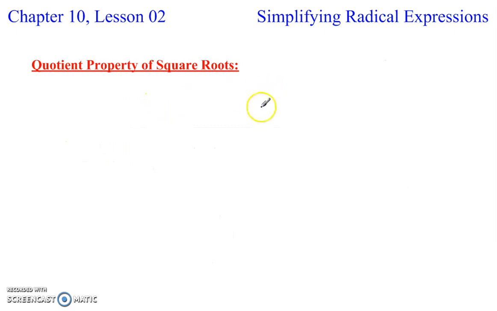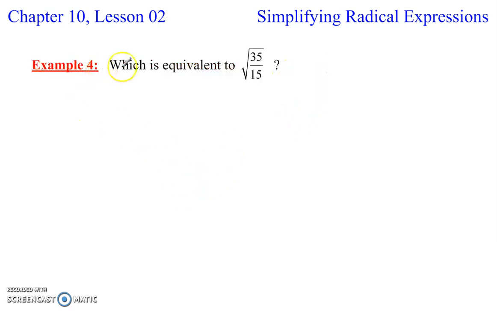Okay, quotient property of square roots. Same thing that we had for multiplication, where we can write them both underneath the same radical sign, works for division too. When you're dividing, you can write them both underneath the radical, or if they are both underneath the radical, you can split that up and say radical a over b is the same as radical a over radical b. So, here we have a multiple choice. If you want to look in your book, which one is equivalent to this? Well, we are going to simplify this expression.